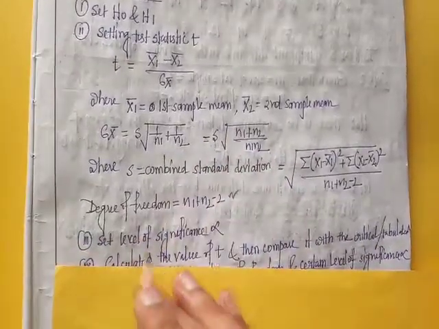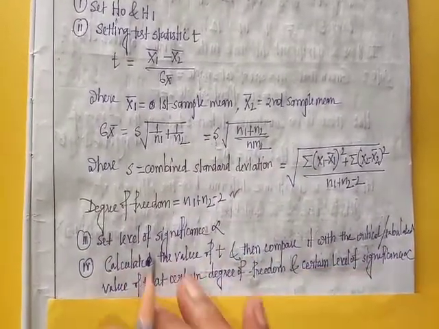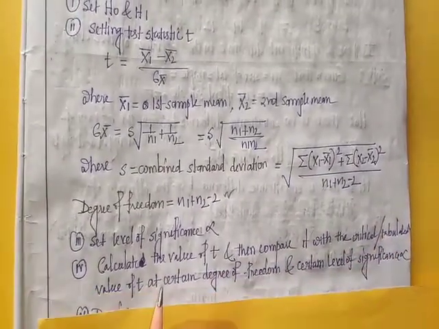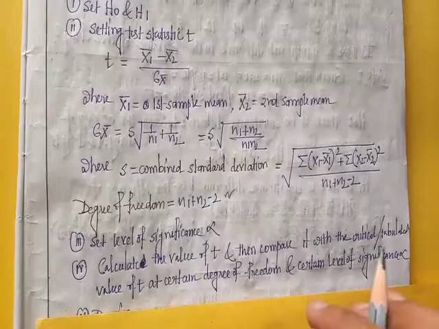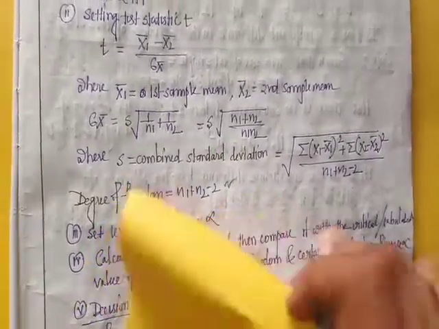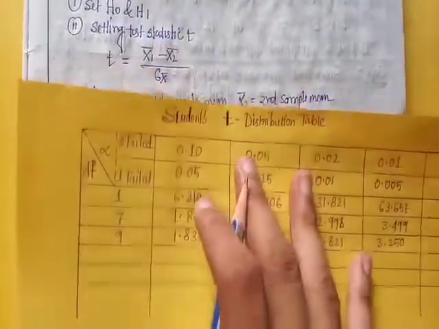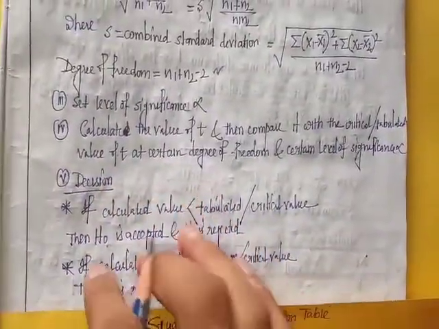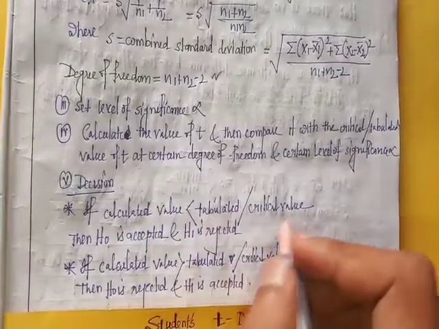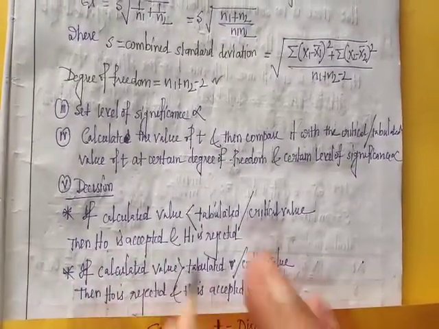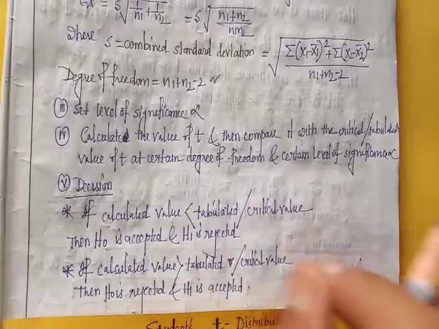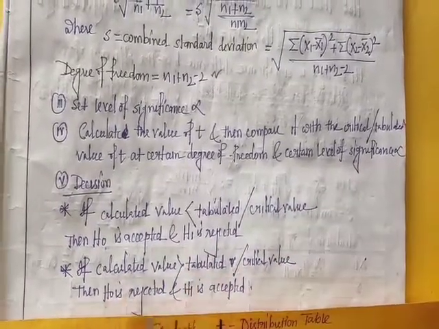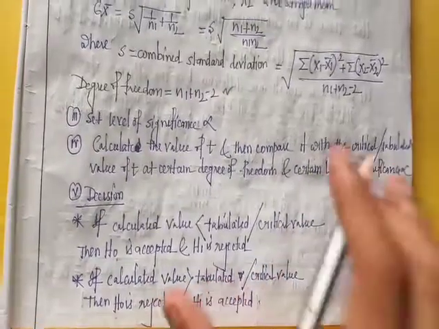Next, set the level of significance alpha, calculate the value of t and compare it with the critical or tabulated value of t at certain degrees of freedom and level of significance. Decision: if the calculated value is less than the tabulated value, then the null hypothesis is accepted and the alternative hypothesis rejected. If the calculated value is greater than the tabulated value, then the null hypothesis is rejected and the alternative hypothesis accepted.